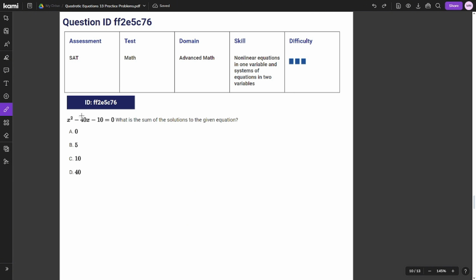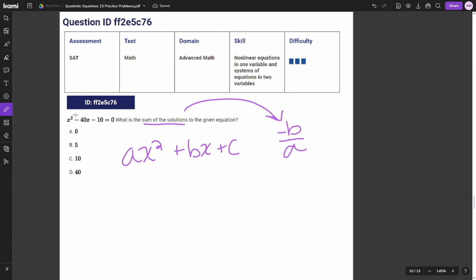Question number 10. Here they give us this equation, and they ask us what the sum of the solutions is. Well, we literally just did a whole question on this. So whenever we have an equation in the form of ax squared plus bx plus c, the sum of the solutions is going to be negative b over a. Here in our equation, 1 is going to be our a, because once again, whenever there's nothing next to the x squared, there's technically an invisible 1. B is going to be negative 40, and then c is going to be negative 10.